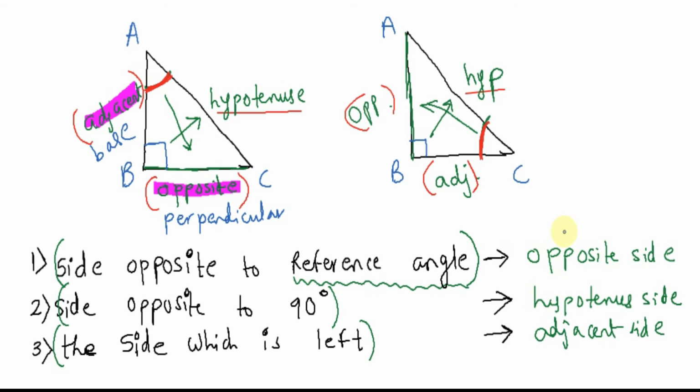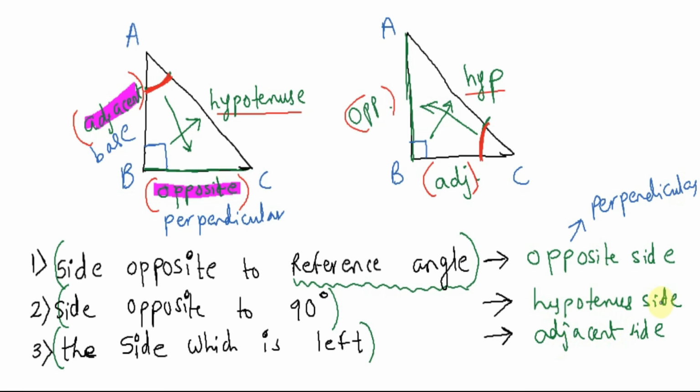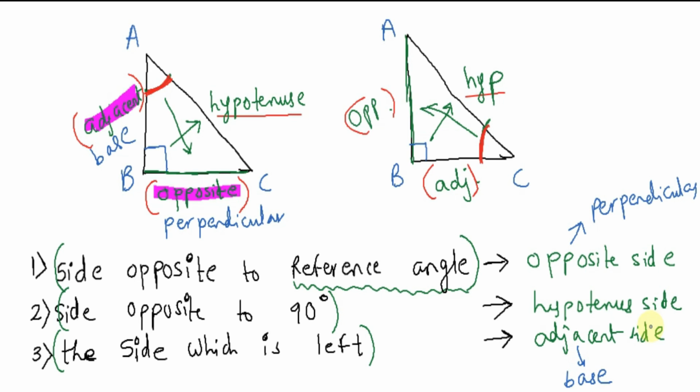So with the same logic, the side opposite to the reference angle is either called the opposite side or sometimes called the perpendicular. And the hypotenuse is called the hypotenuse in any case, and the adjacent side is called the base. So you can name them in whichever manner you like, but the thing to note is opposite and perpendicular are one and the same, and adjacent and base are one and the same. I hope that is clear.